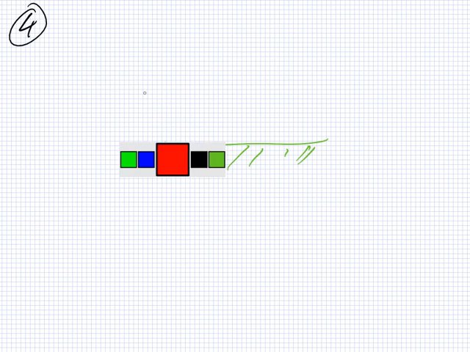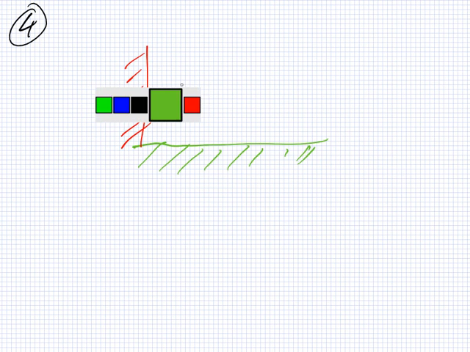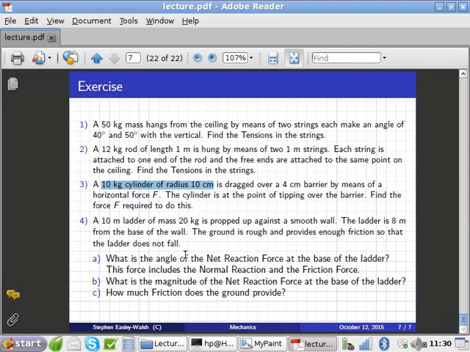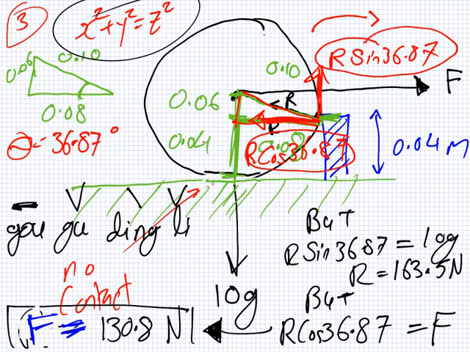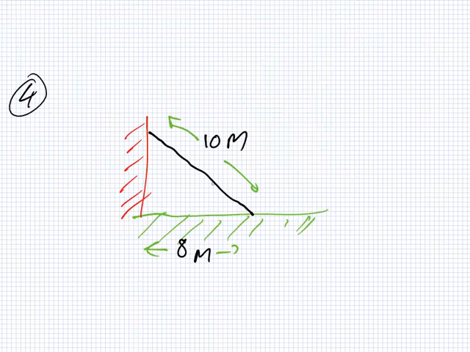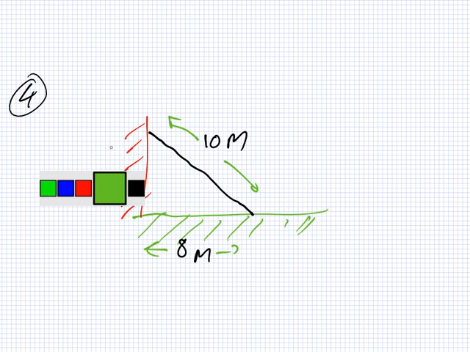Ground, wall, ladder. The ladder is 8 meters from the base, and it's a 10-meter ladder. So this is 10 meters, and this is 8 meters. If we use Pythagoras' theorem, we can get this height here. How much? 6 meters, right?